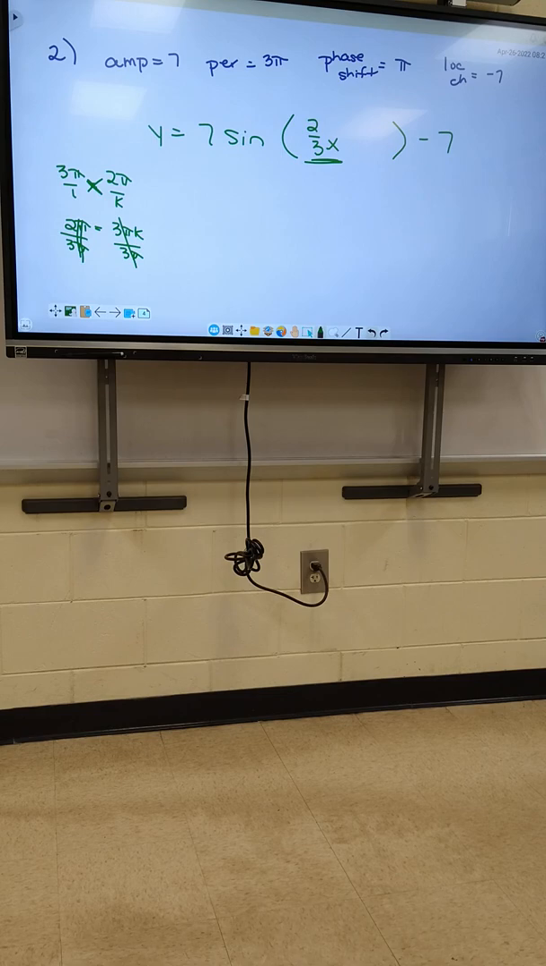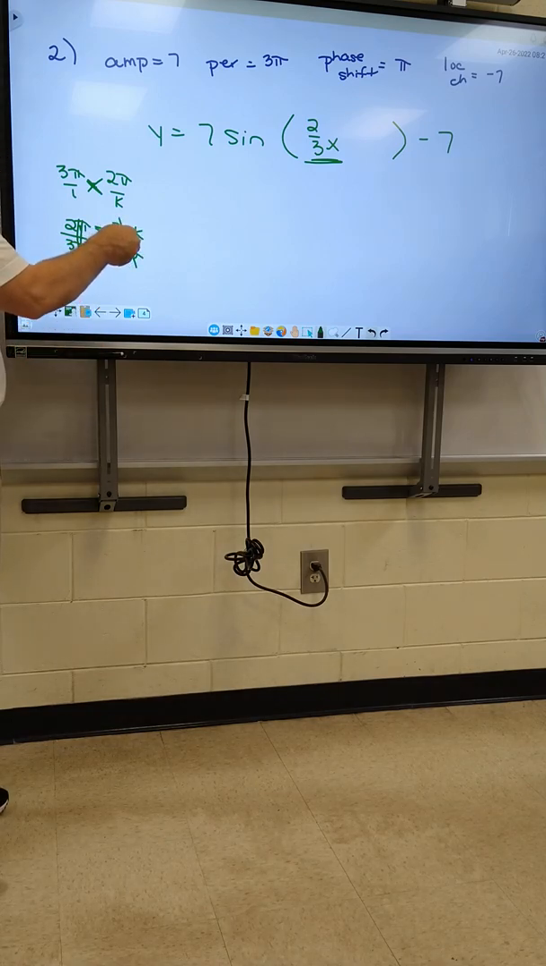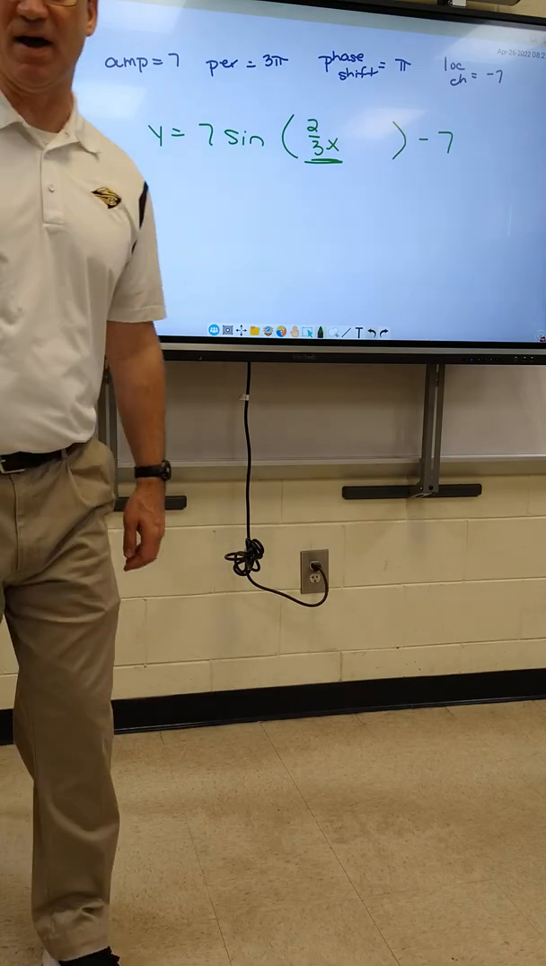You have to divide by whatever's with the variable. Since 3 pi was with the k, that's what we're dividing by.